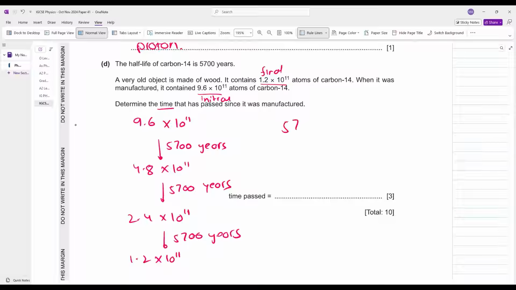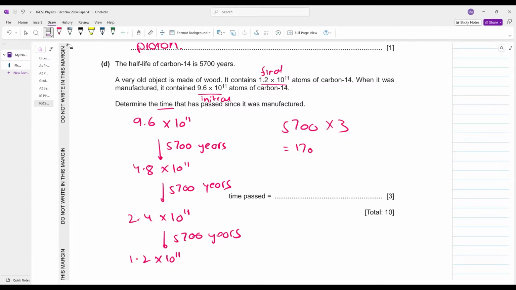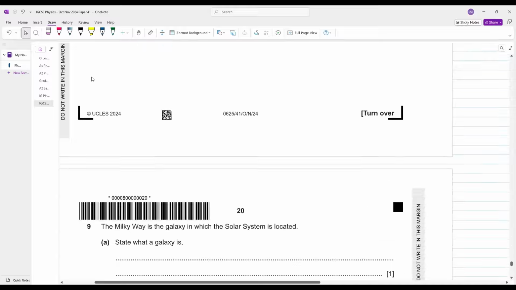Can you calculate the total time? 5,700 × 3. Let me write it correctly. 5,700 × 3, what will the answer be? 17,100 is according to the convention. Let's put it to two significant figures. 17,000 years is your answer.